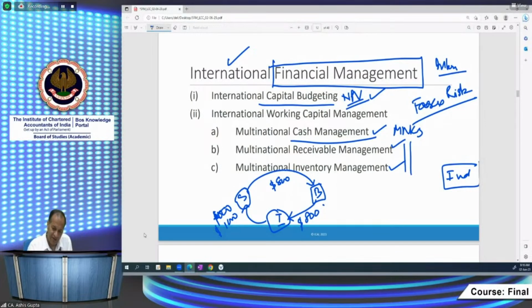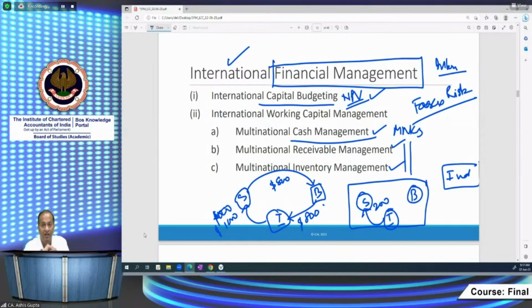Now you see there are three transactions. Instead of that, what can I do? I can pay straightforward $200 to Sri Lanka. So all these extra two transactions are eliminated. All these transactions are eliminated. So it is called the netting concept.